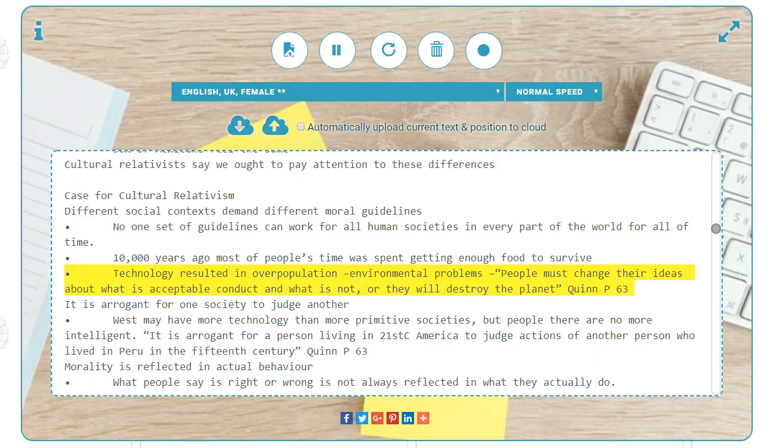Quinn p. 63. It is arrogant for one society to judge another. The West may have more technology than more primitive societies, but people there are no more intelligent. It is arrogant for a person living in 21st century America to judge actions of another person who lived in Peru in the 15th century. Quinn p. 63. Morality is reflected in actual behavior. What people say is right or wrong is not always reflected in what they actually do.